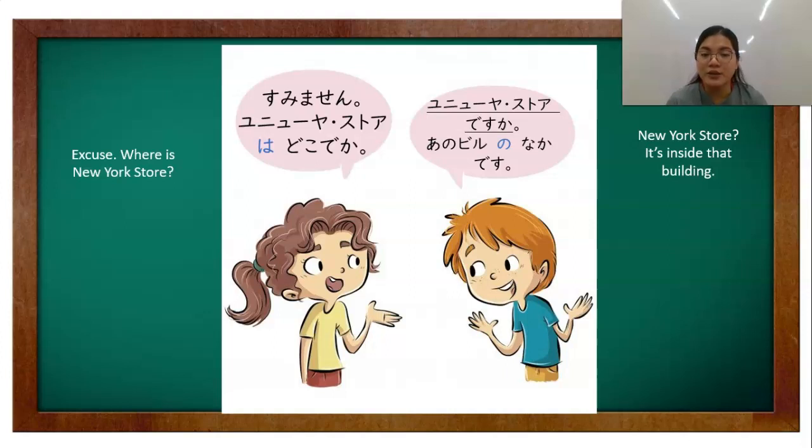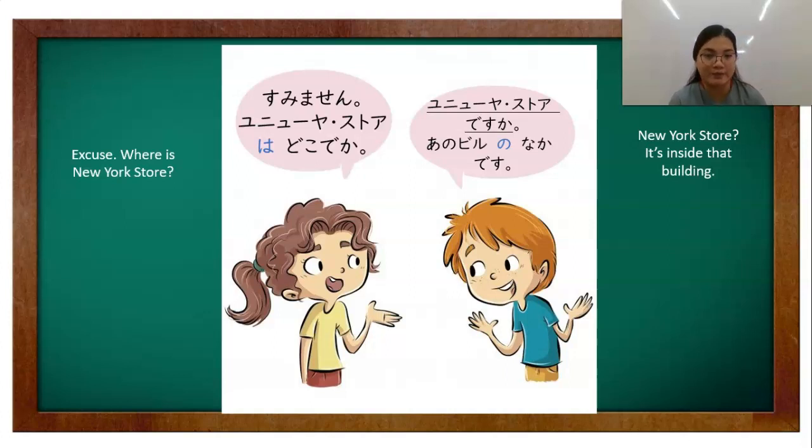Ano biru no naka desu. New York store desu ka? Ano biru no naka desu. It'll be just a confirmation. You just gonna use the sentence pattern to confirm if it's the right word or words that he or she is asking.